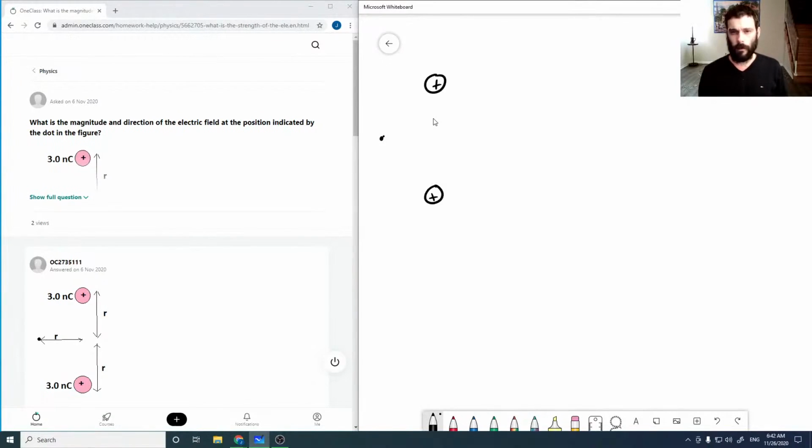And it says that, now let's see if I can do this. Okay, the charge on this one here is 3.0 nanocoulombs, and the charge on this one here is 3.0 nanocoulombs. It asks what the magnitude and direction of the electric field is at the position indicated by the dot in the figure.